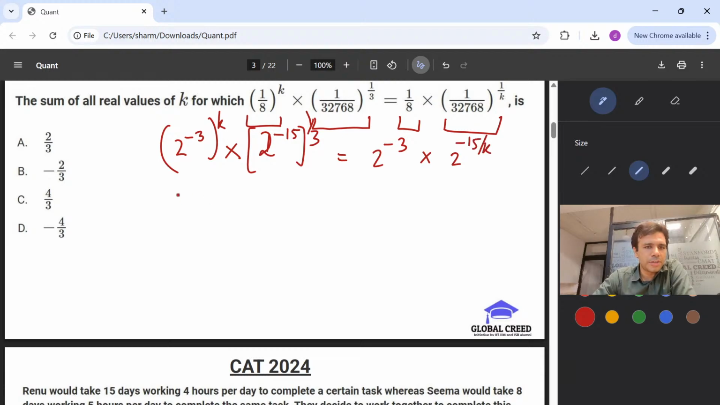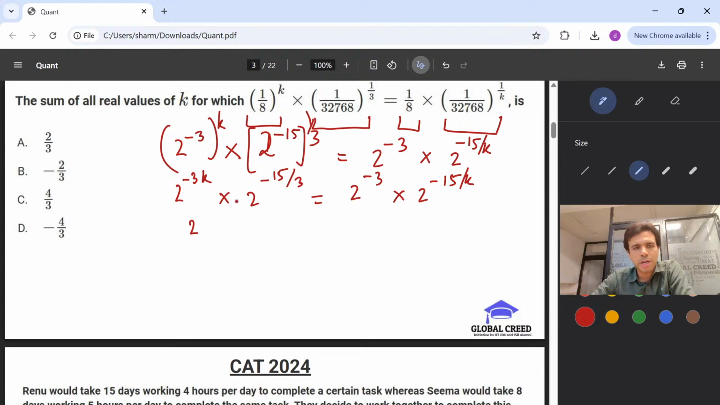Now if you calculate these, this will give you 2 to the power -3k multiplied with 2 to the power -15 by 3, and this would be 2 to the power -3 into 2 to the power -15 by k. Now if you calculate this, because these are both powers of 2, we can add both the powers. If you add both, -3k will come and -15 by 3 will come. Here if you calculate, this will give you 2 to the power -3 -15 by k.